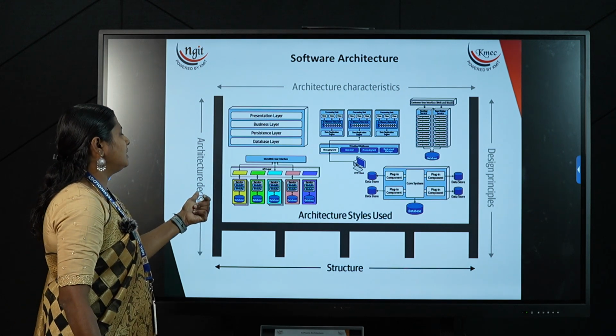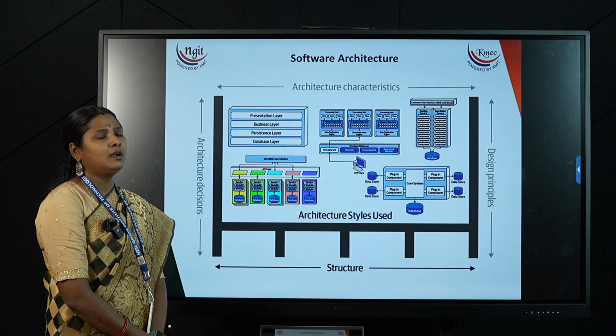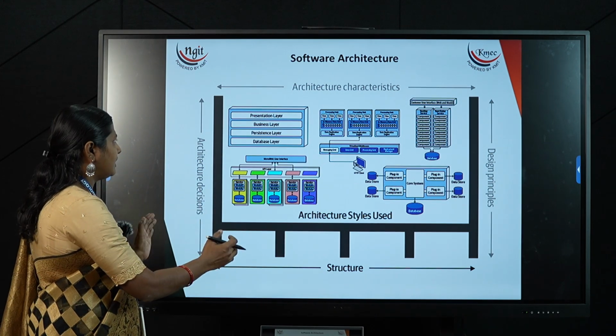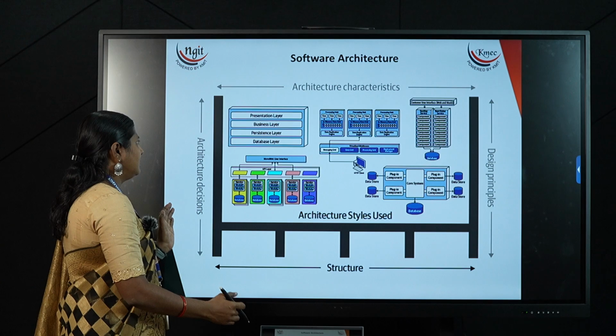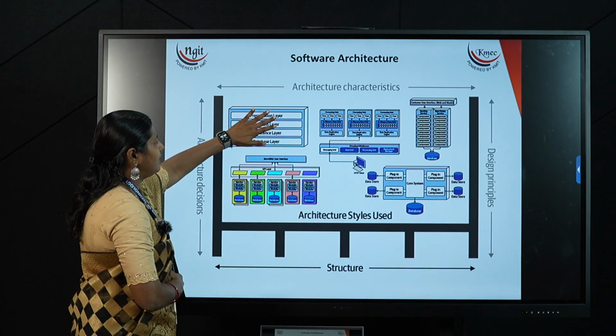Let us see one example of a software architecture. When we talk about software architecture, what are the things that are needed to develop it? One thing is the architecture characteristics, which consist of, on this side, networks.